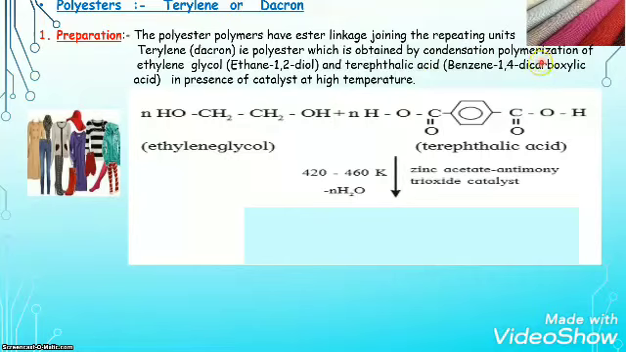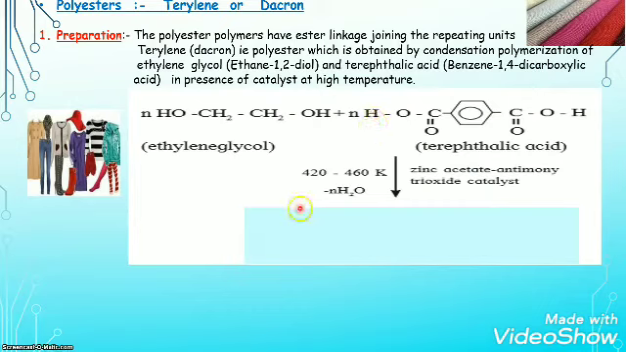Condensation polymerization is the process in which 2 or more monomeric units are combined together with a loss of some small molecules. This shows that when ethylene glycol and terephthalic acid undergo condensation polymerization, it will lose a small molecule, and that molecule is water molecule. Now let us see how this water molecule is going to be removed during this polymerization.